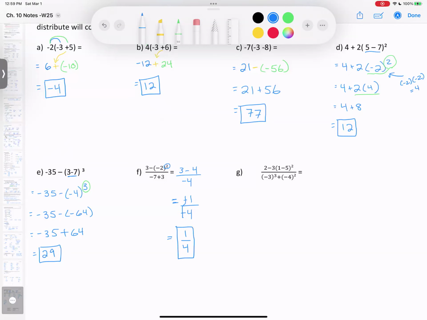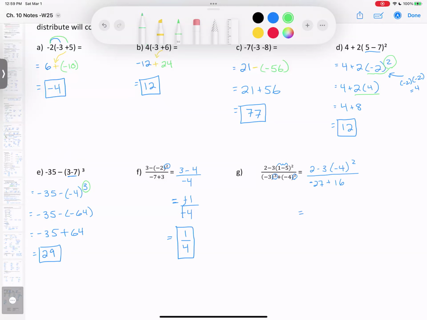Okay, and last one, again, we're going to deal with BEDMAS above and below the bar first. Above the bar, I'm going to start with these brackets. And below the bar, we could start with our exponents. So above the bar, I'm going to have 2 minus 3 times 1 minus 5 gives me -4. And then below the bar, I've got -3 all cubed, which gives me -27. Plus -4 squared gives me 16.